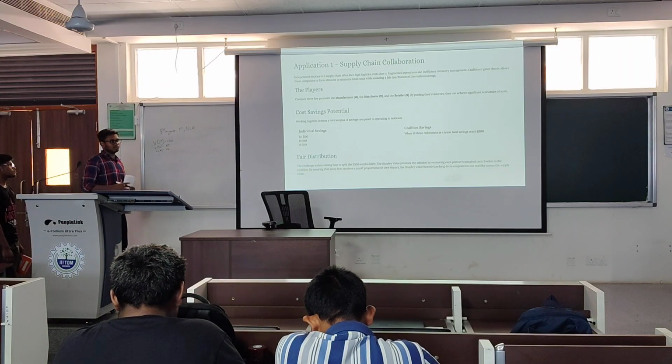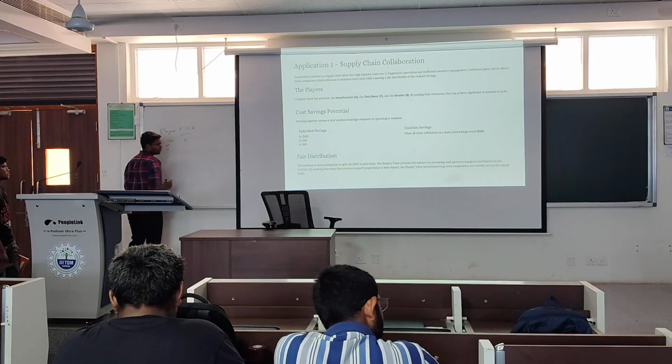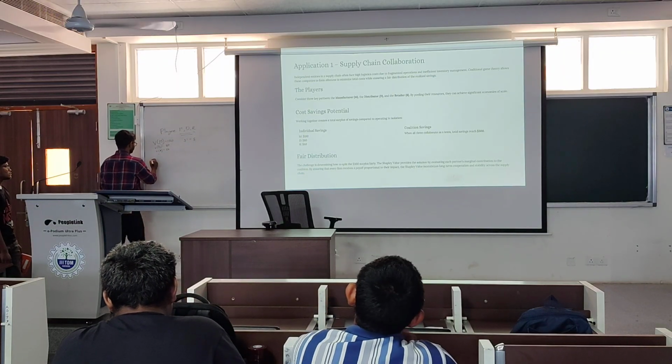Here, first we will take all combinations. There are three players, so there are three factorial combinations. So totally there are 6 combinations. You can arrange them here.